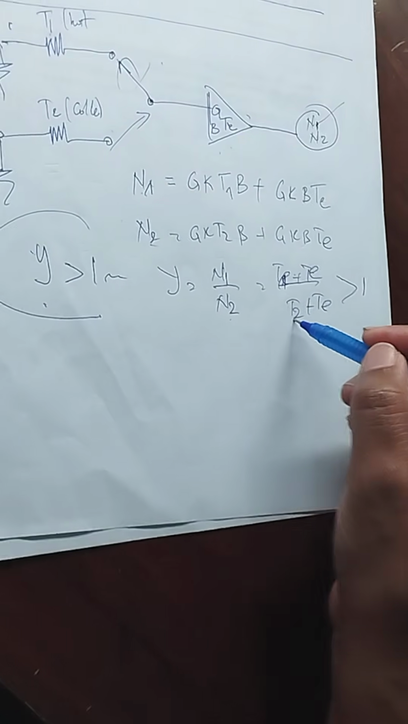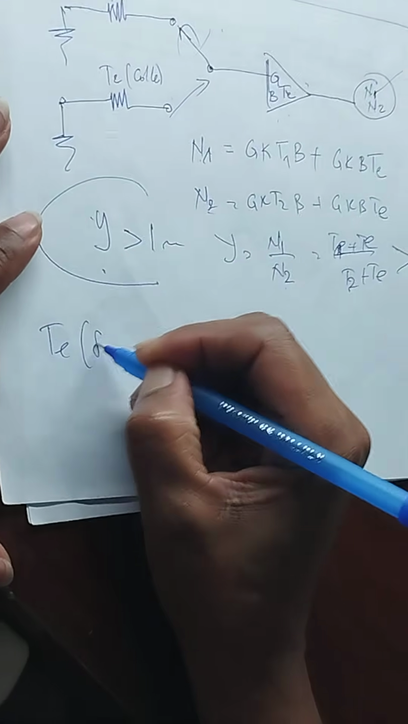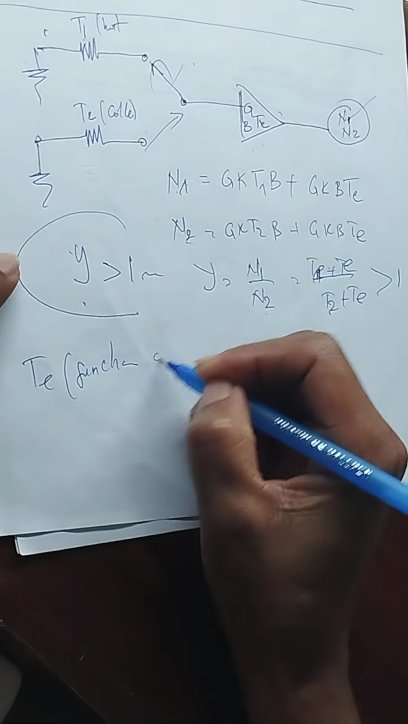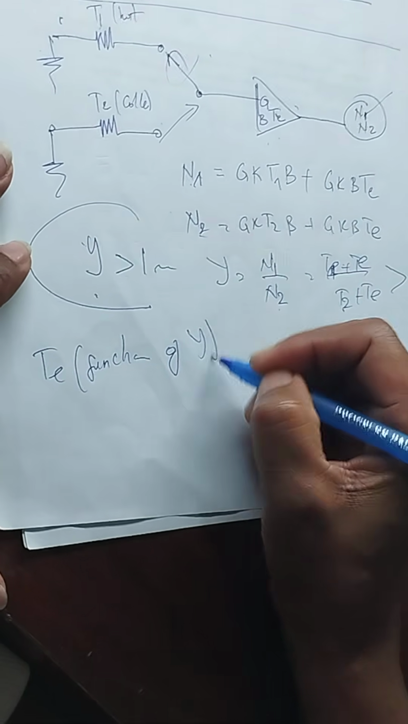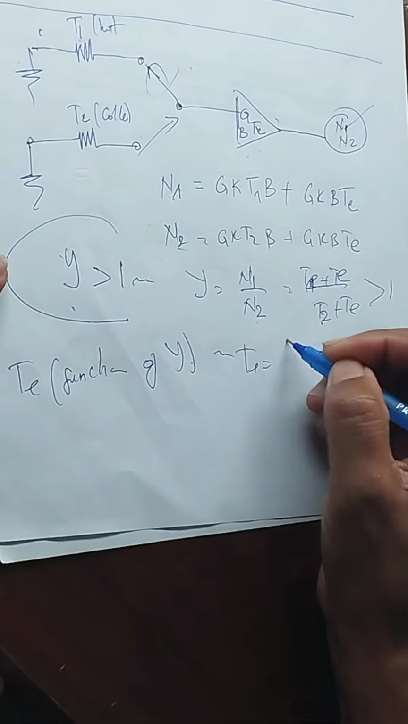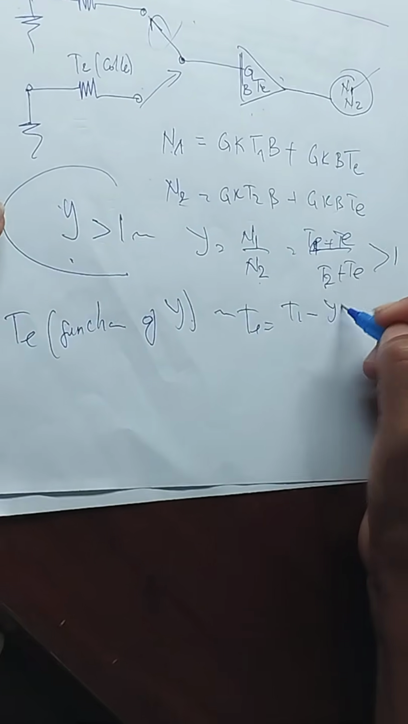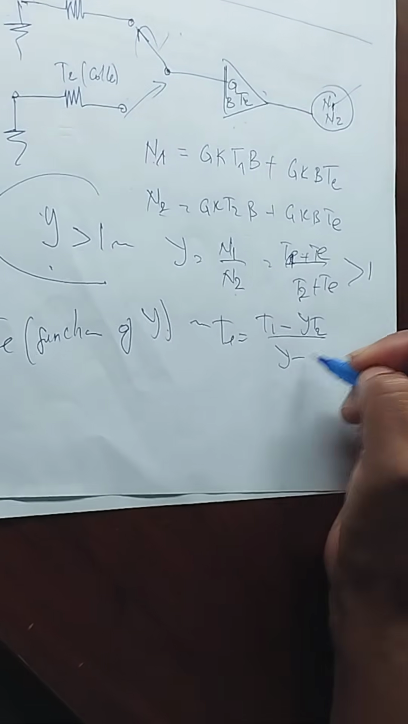So if you simplify this one, if you write now TE as a function of Y, we have TE equal T1 minus Y T2 over Y minus 1. So this is for the Y factor.